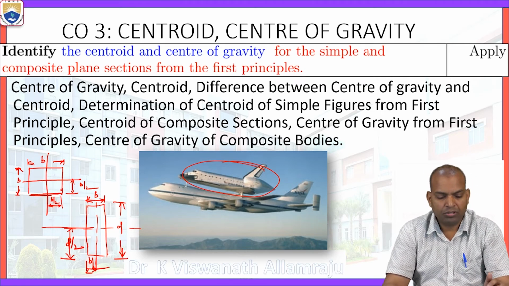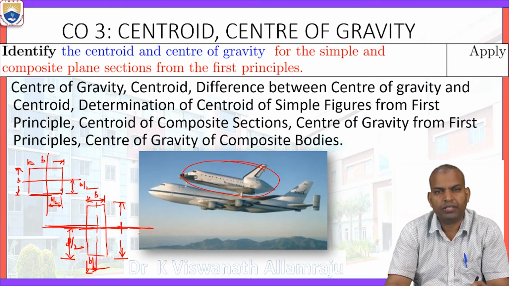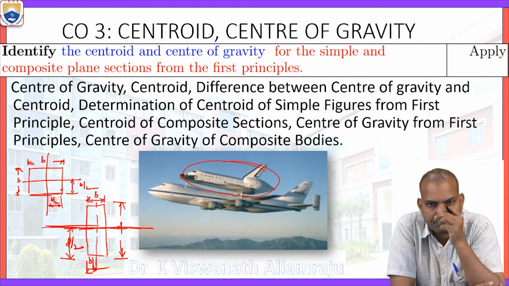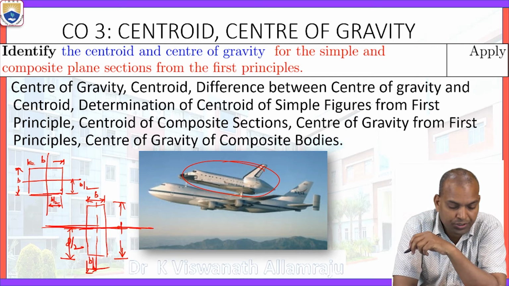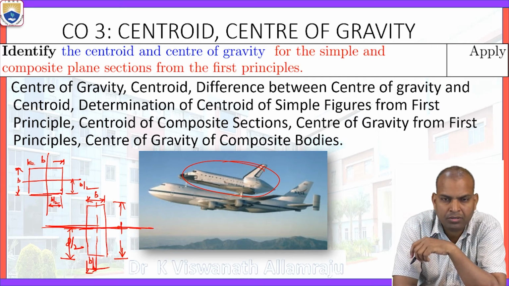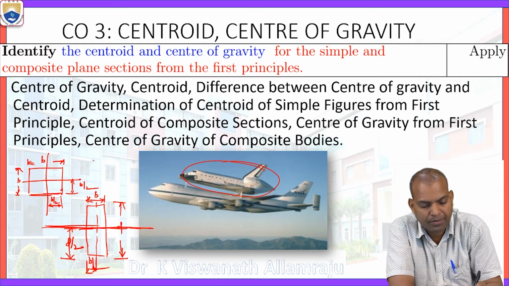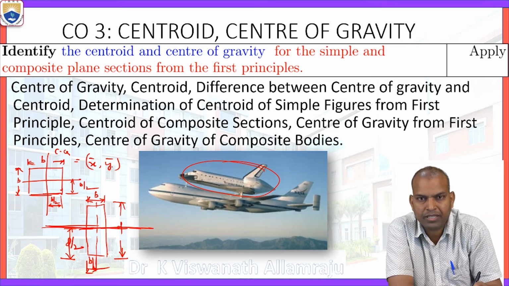The neutral axis passes through the centroidal point. So, for locating the neutral axis of the section, we need the centroidal position, so we have to find out the centroid. That is for simple figures. For composite sections, the centroid is denoted by bar x and bar y, the coordinates of the system.